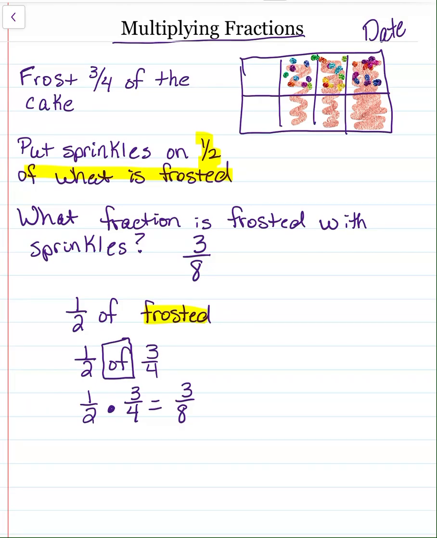So do you see a relationship there? Do you see what's happening? Hopefully you can see. We have 1 times 3 is 3. And then we have 2 times 4 is 8. So when you multiply fractions, it's so much easier than adding and subtracting. You're just multiplying the numerator times the numerator to get the numerator in your answer, and then you're taking the denominator times the denominator to get the denominator of your answer.